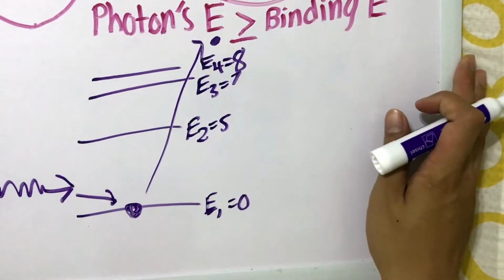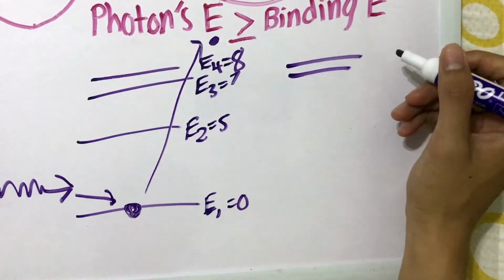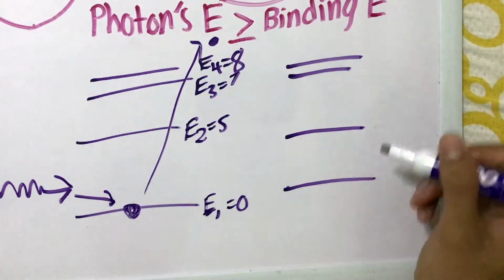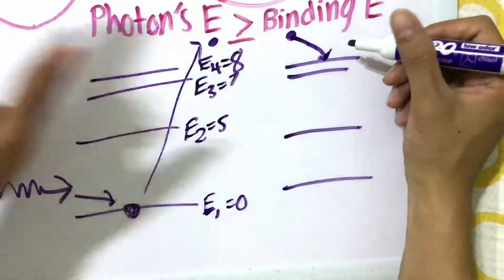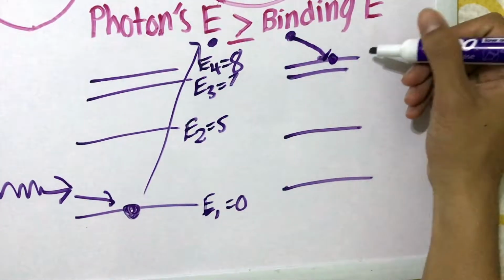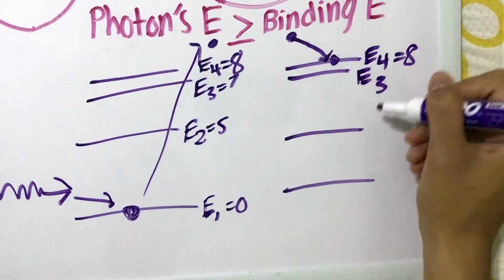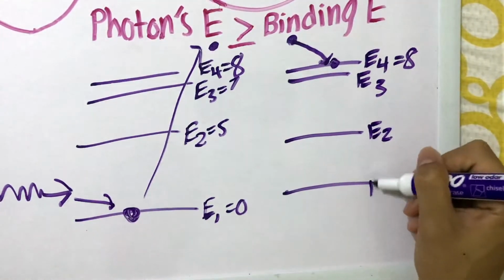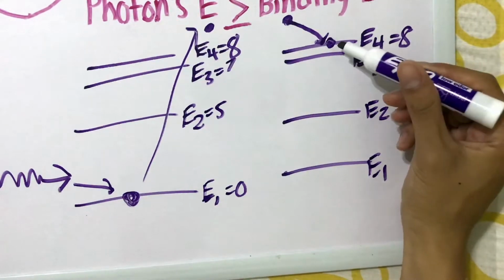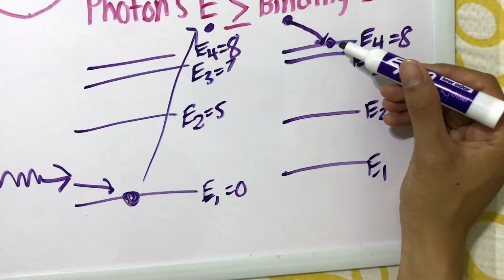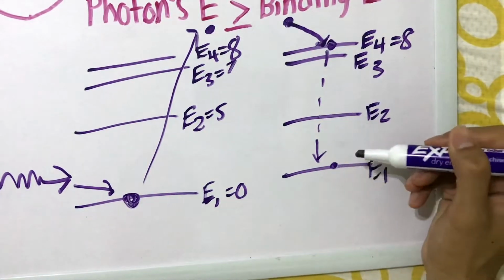Then for recombination, we have the same energy levels right here. The electron falls down to the uppermost energy level, E4 equals 8, then E3, E2, E1, with the same values as on the left-hand side. Once it falls to the highest energy level, it gradually makes its way down to the first energy level.